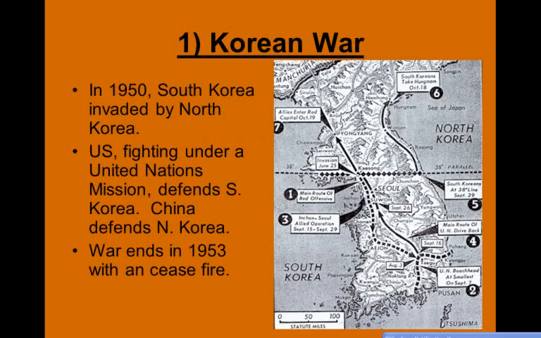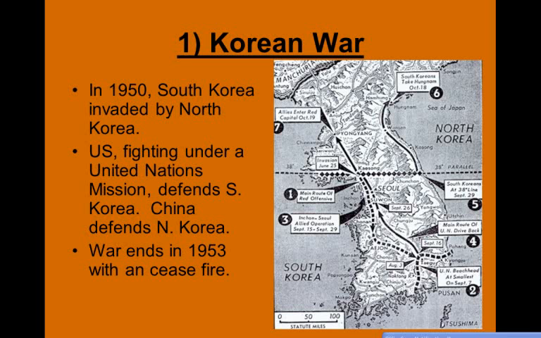So, the first big event during the Cold War is known as the Korean War. We're going to go through this pretty quickly. There's a lot to the Korean War, but for time purposes, we're just going to hit a couple of the high points. And then if you have other questions in class, you're welcome to ask them.